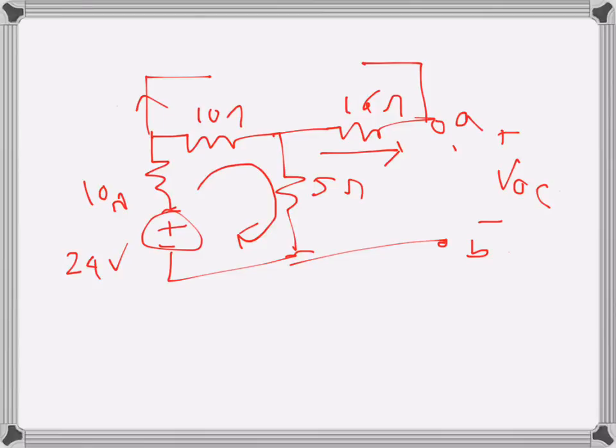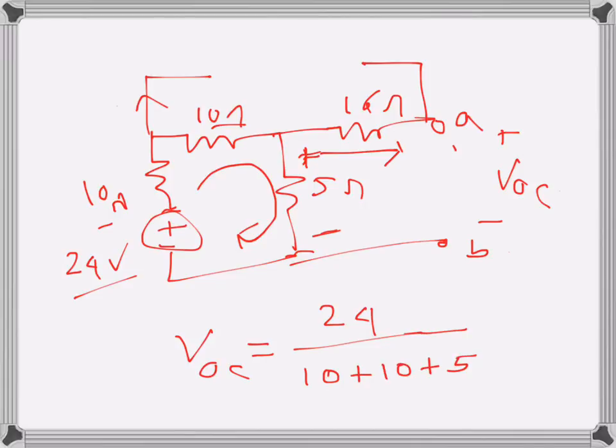So our VOC will be actually just the drop across the 5 ohms resistance. So we basically have a 24 volts voltage source and series resistances 10 ohms, 10 ohms and 5 ohms. That's what we have. So we can apply the voltage divider rule. So VOC, which is basically the voltage drop across the 5 ohms resistance, will be 24 divided by the sum of the three resistances and multiplied by the resistance across which we are finding the voltage. So basically applying the voltage divider rule, we have 24 here, 25 here and 5 here.